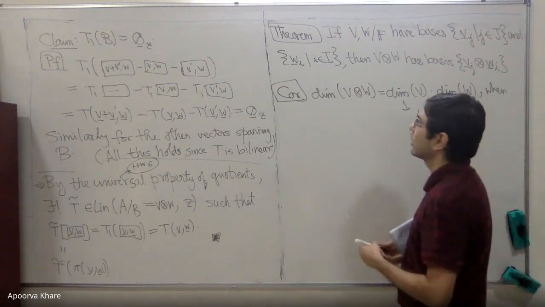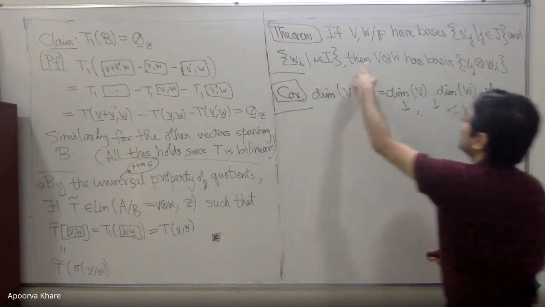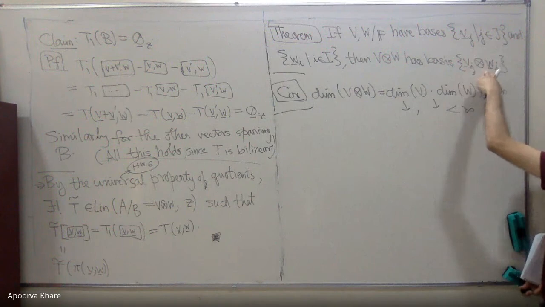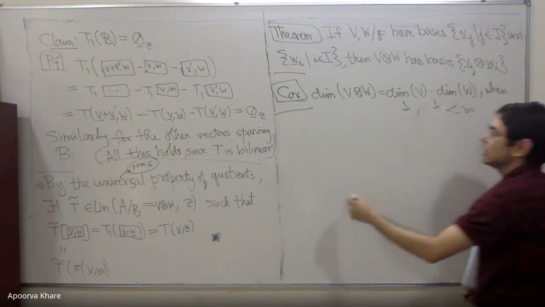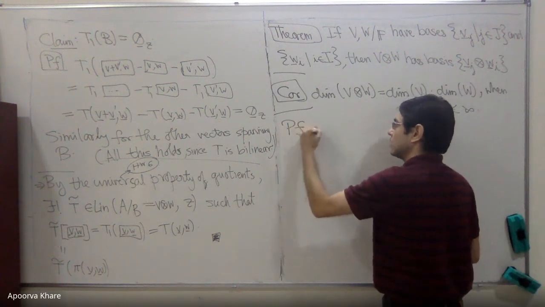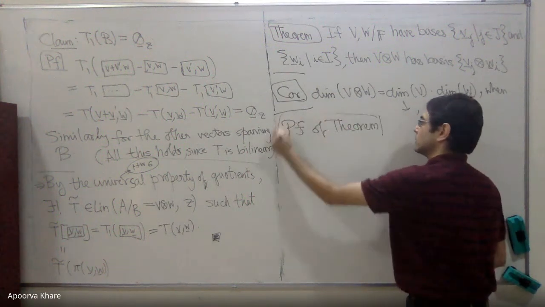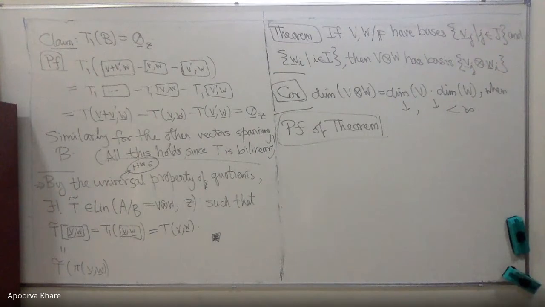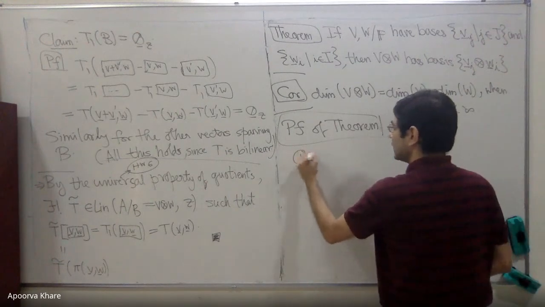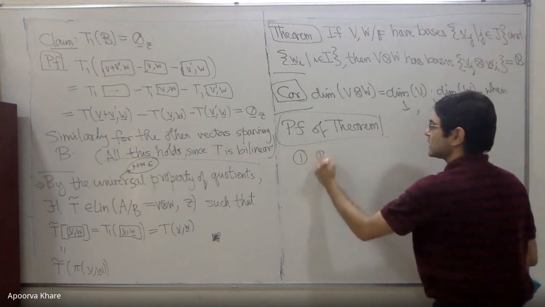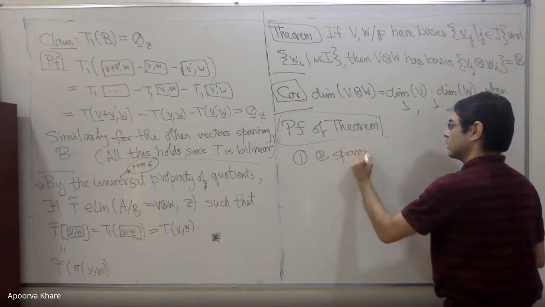Okay, so proof. So I don't need to tell you why the corollary is true, right? Because if this set has size m and this set has size n, then this set has size m times n. That's all. So proof of theorem. Okay. So let's first do spanning set. That is the easier one. Let's give this a name, B. So B spans V tensor W.